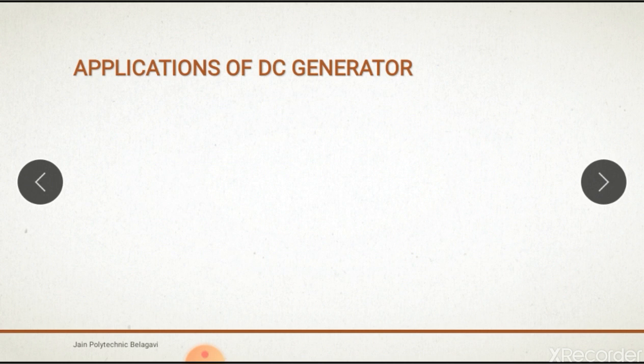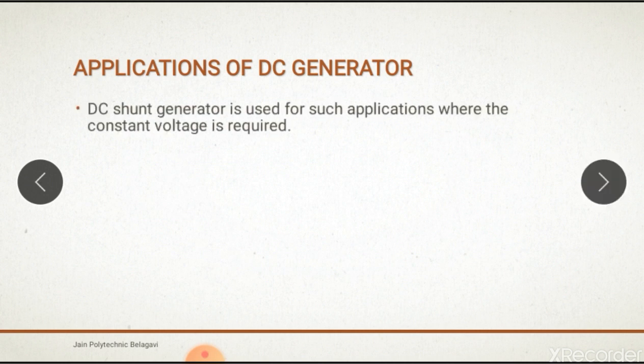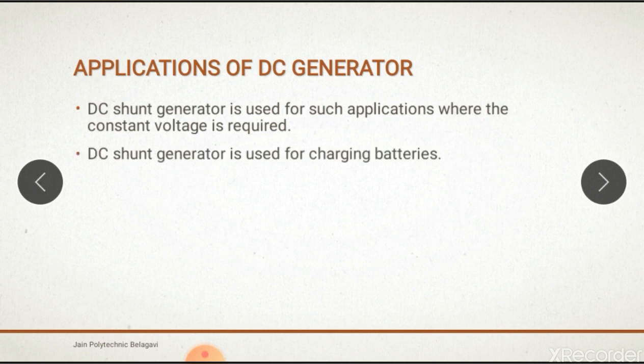Applications of DC generator. DC shunt generator is used for such applications where constant voltage is required. DC generator is used for charging batteries. DC series generator is used for series lighting and the AC generator is used in power generating stations.